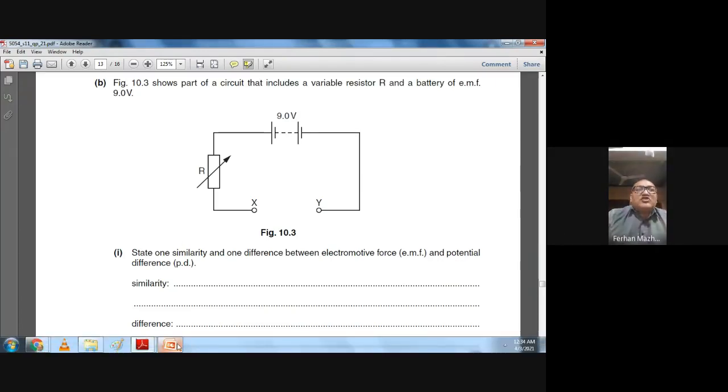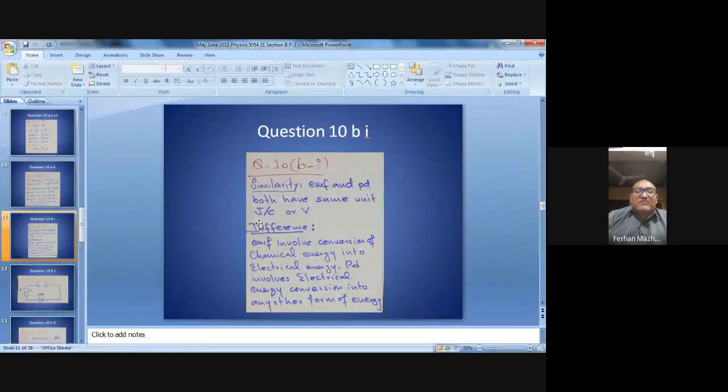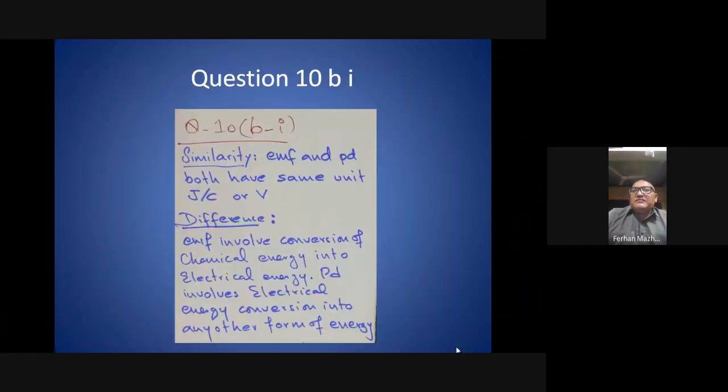I have written this answer. Let me show you my answer. You see the similarity between both of them. EMF and the PD both have the same unit, that is joules per coulomb or V. And the difference between them is EMF involves conversion of chemical energy into electric energy. Potential difference involves electric energy conversion into any other form of energy. Another difference can be that the EMF is the voltage across the terminals of a source of electricity, and the potential difference is the voltage across a resistor or a component in the circuit.